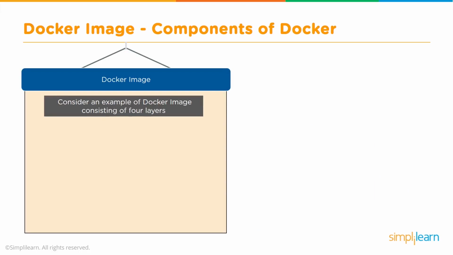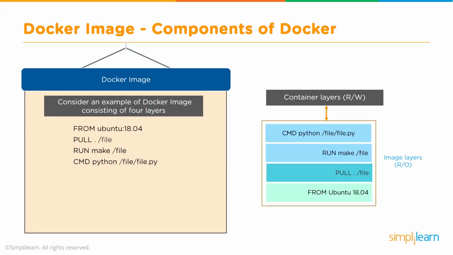So let's actually go through and look at what one of those sets of instructions would look like. So here we have 4 layers of instructions. We have a from, pull, run, and then command. So what does that actually look like in our layers?